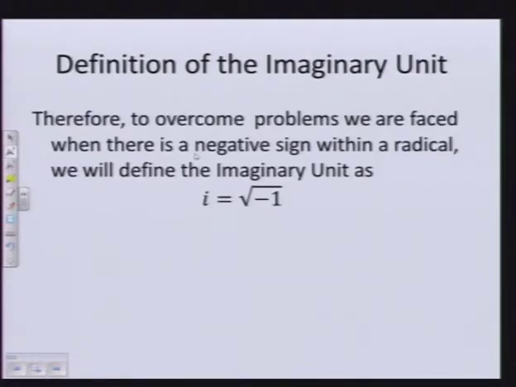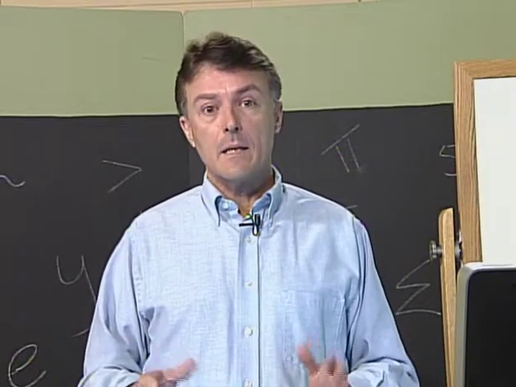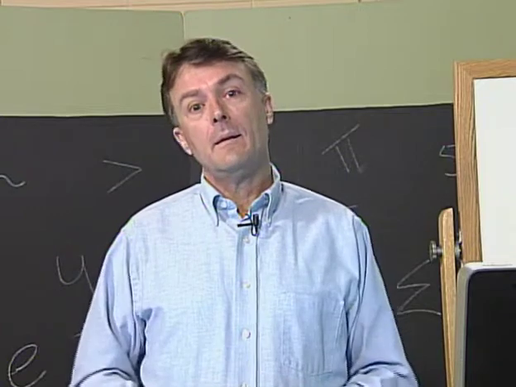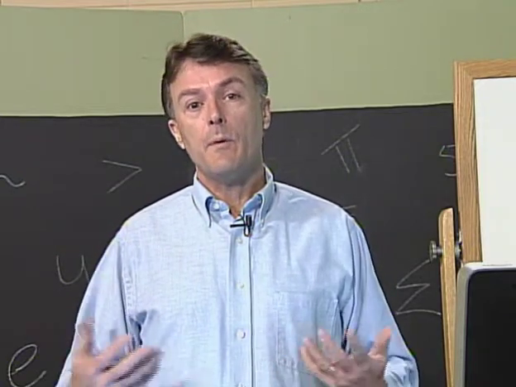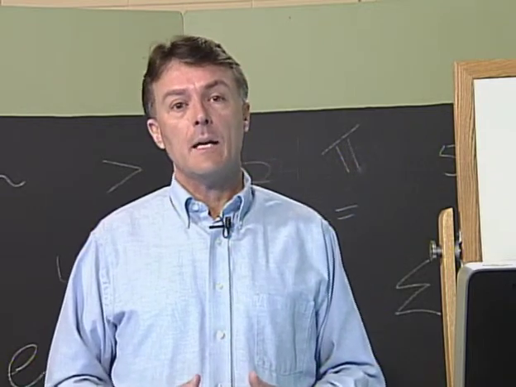We're going to look at the definition of the imaginary unit. To overcome the problems we face when there is a negative sign within a radical, we define the imaginary unit as i is equal to the square root of -1. Again, here we're using the letter i to represent the imaginary unit. That's the connection you can make: imaginary, i, and that makes sense to most people. It's a nice practical thing in mathematics that we can use as we move along.